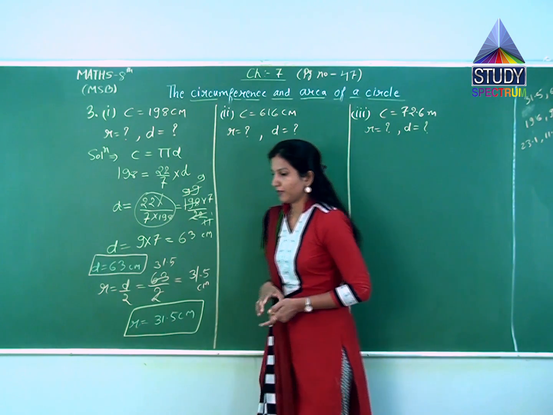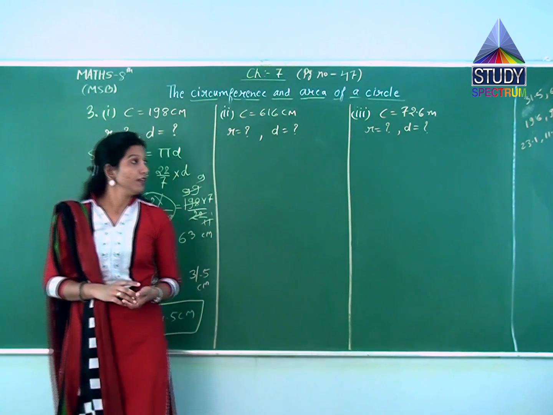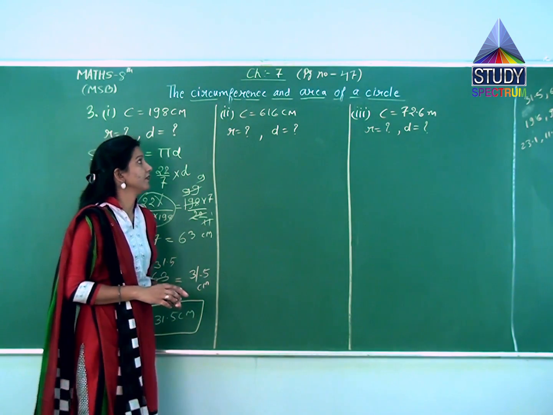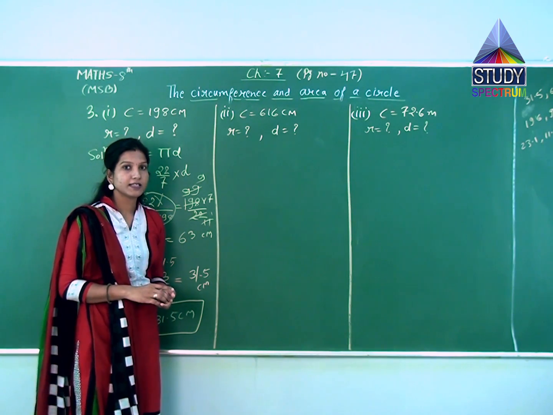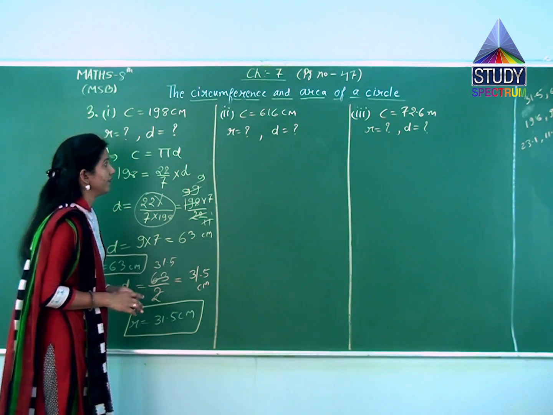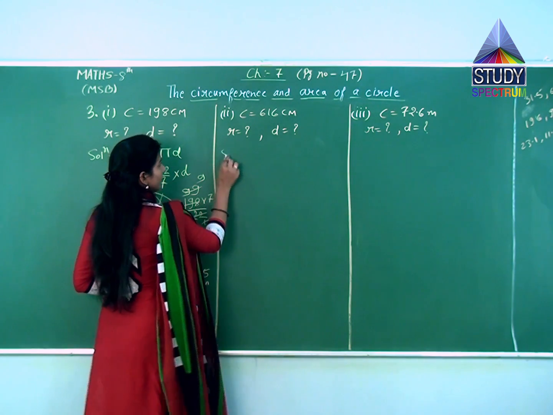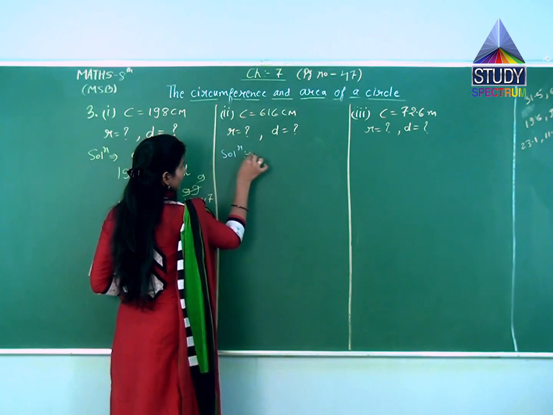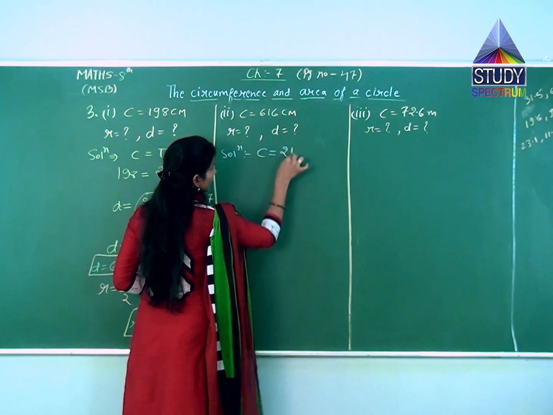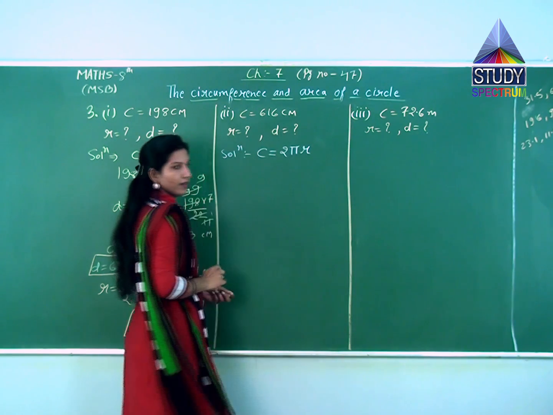Now the second part of the question. In the second part, the circumference is equal to 616 centimeters and we have to find out the radius and the diameter. In this part, let us apply the formula C is equal to 2 pi r.